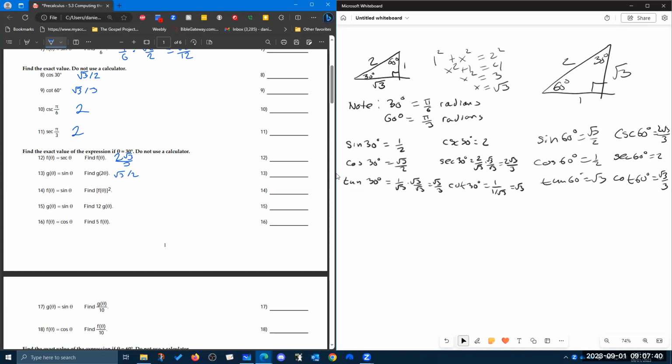Now I want to find sine squared of 30 degrees. So I'm going to take the sine of 30 degrees, and I'm going to square it, and that's going to be 1/4. I want 12 times the sine of 30 degrees, so 12 times 1/2 is 6. Now I want 5 times the cosine of 30 degrees.